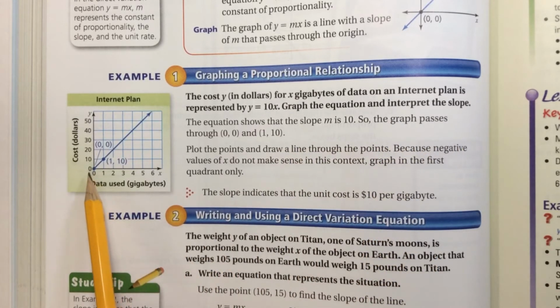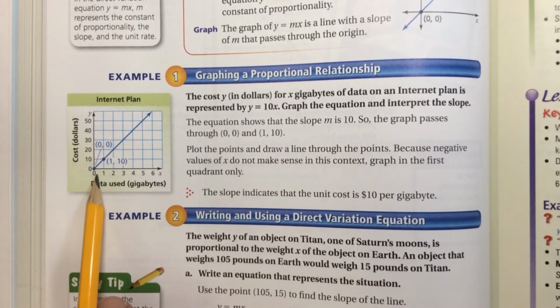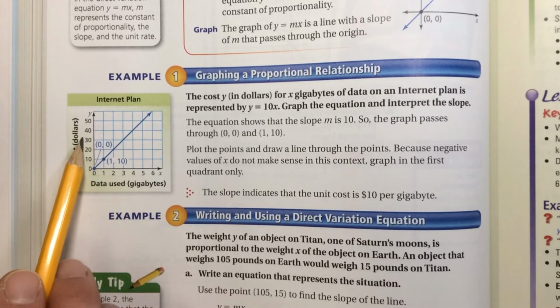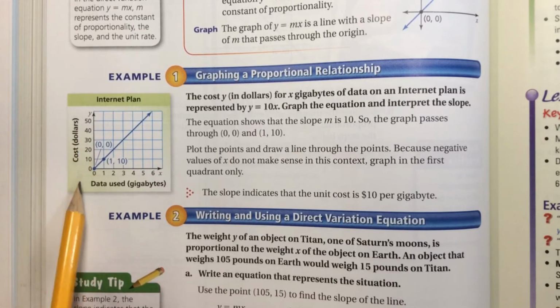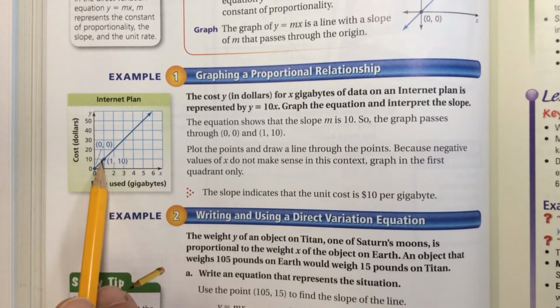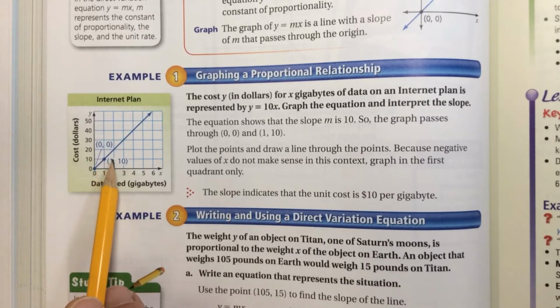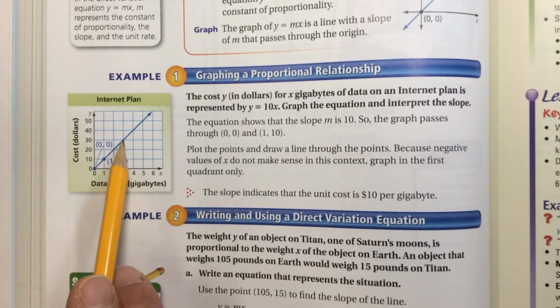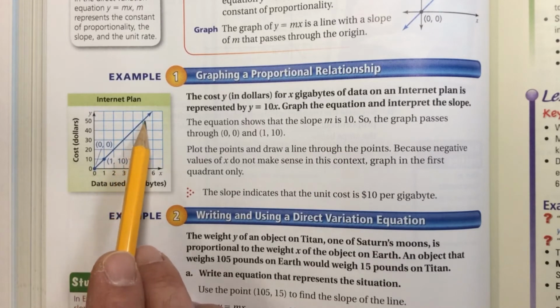So the equation is graphed over here. Gigabytes going by ones here. Cost in dollars going by tens up the y-axis. So here it shows 1 gigabyte, $10. And then this would be 2 gigabytes, $20, 3 gigabytes, $30, and it follows just like that.